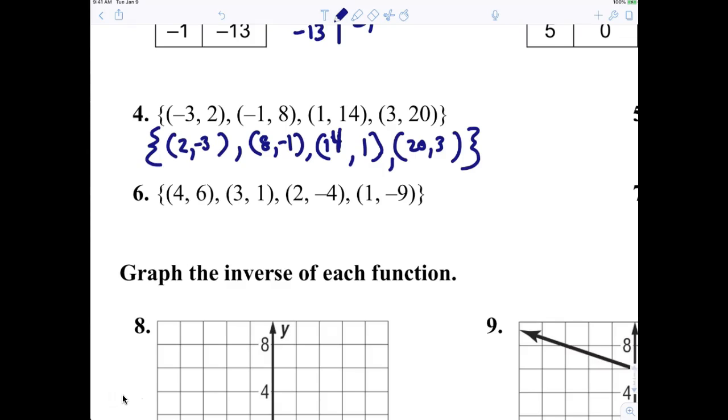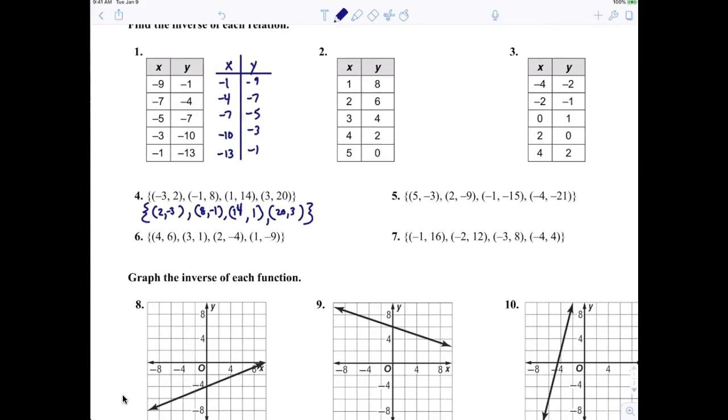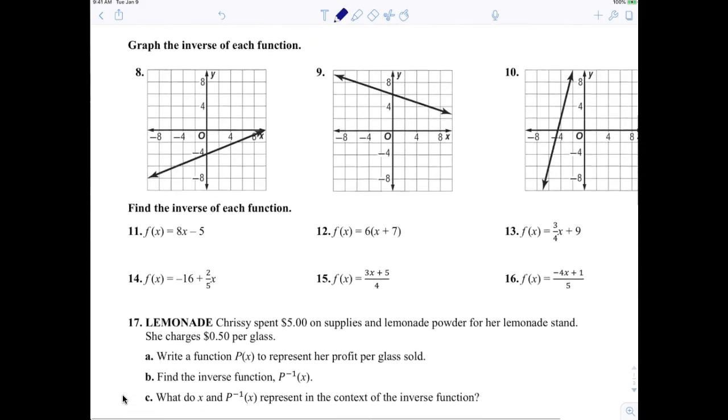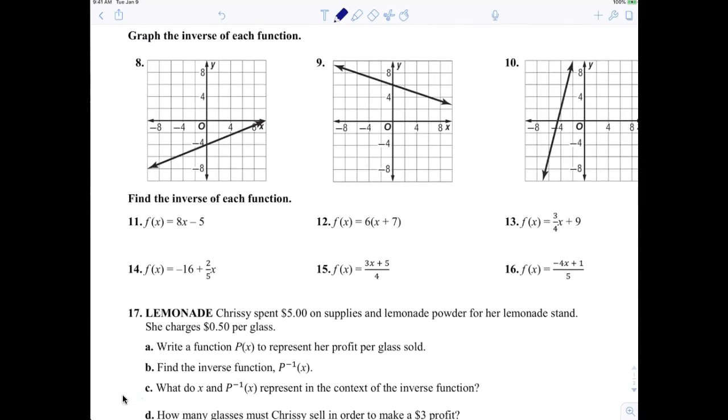And just switch them real quick. 4, 5, 6, 7. All right, seems like we're doing well. So let's go ahead now and let's look at the graphs.